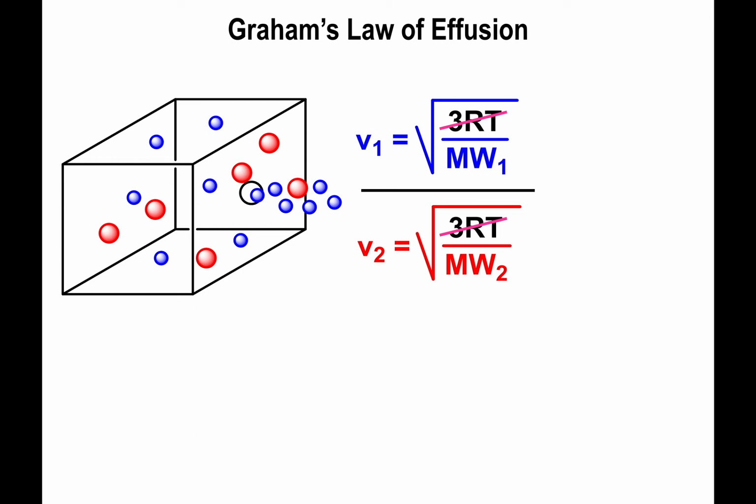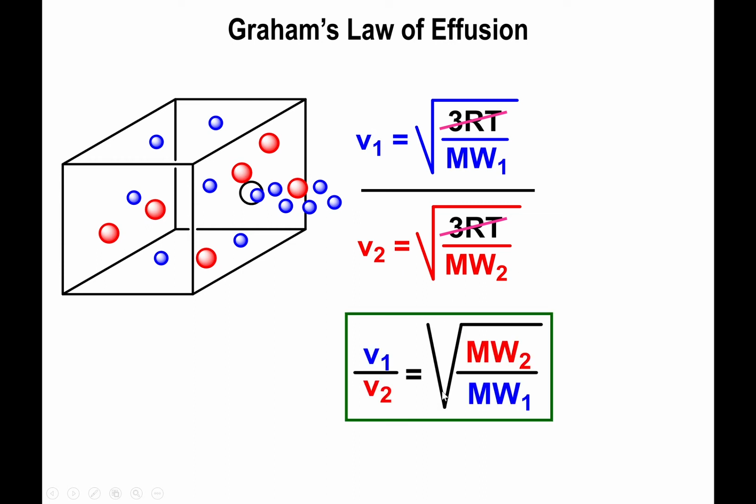And what you end up with is that V1 over V2, in other words, the ratio of the speeds, equals the square root of the inverse molar weights, right? So this is 1 over molar weight 1 over 1 over molar weight 2. So you end up bringing extremes together, bringing middles together, to end up with this reciprocal of the molar weights. This equation right here, the ratio of the speeds equaling the square root of the inverse ratio of the molar weights, is what we know as Graham's law of effusion.